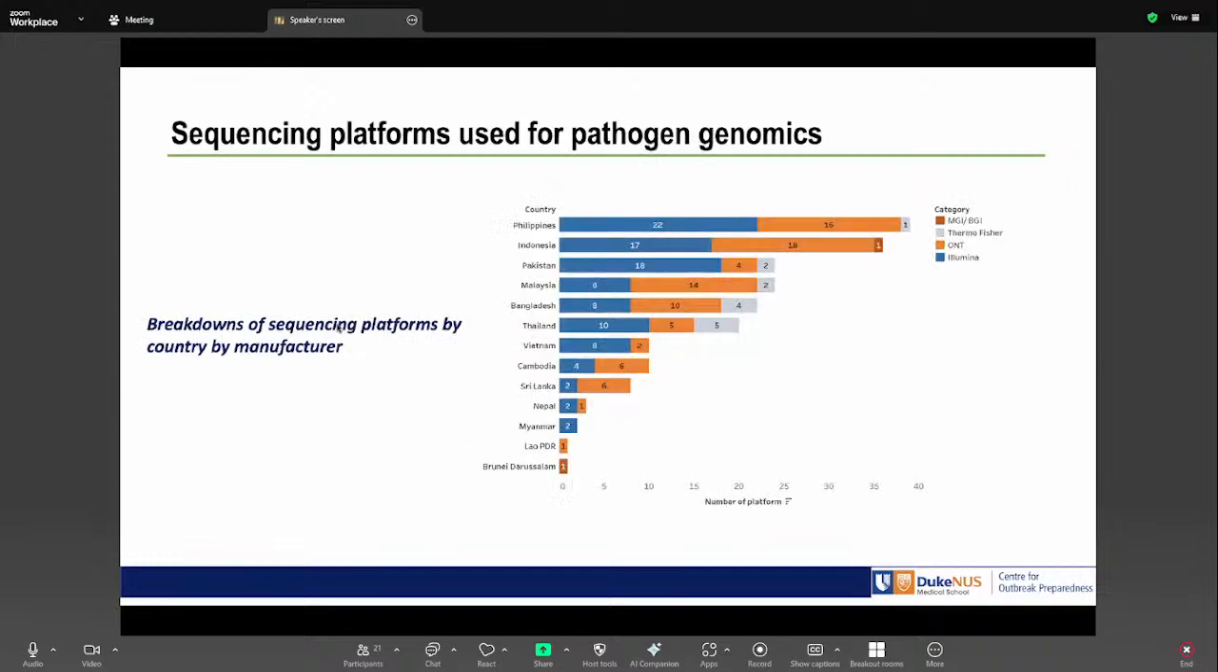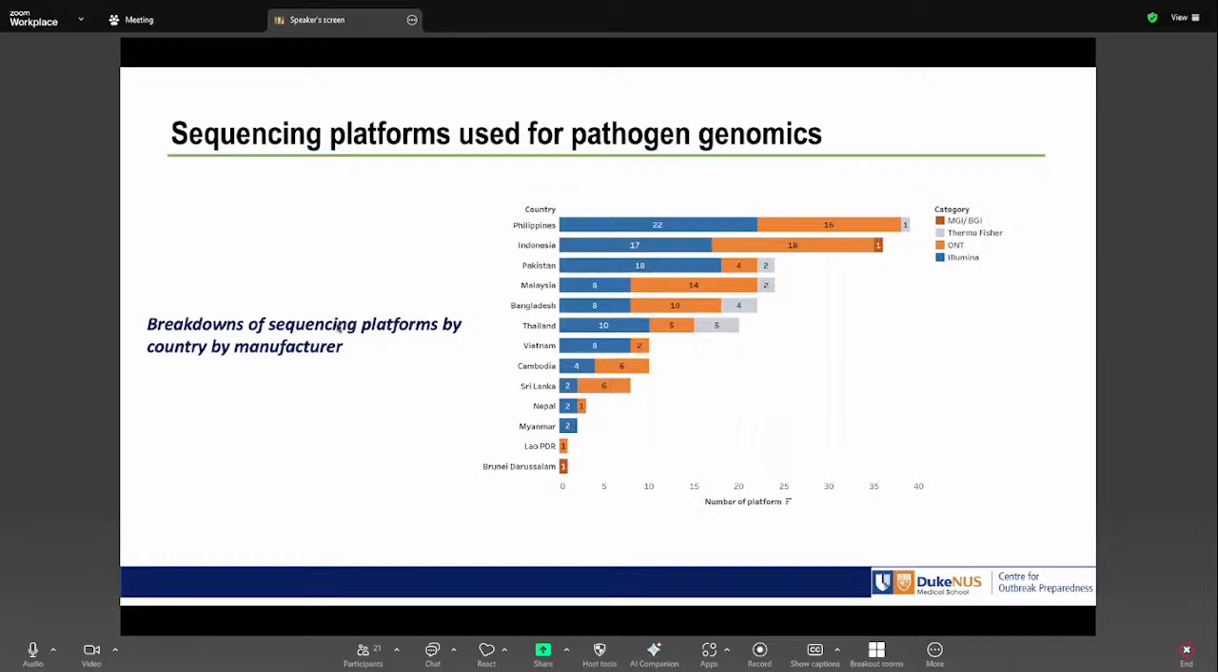We then broke it down by which countries at the time were using which technologies, and you can see Indonesia, in fact, was one of the few countries using MGI BGI at the time. So we realized Indonesia was willing to try out different technologies, which was interesting because we were keen to learn about MGI BGI at the time, and Indonesia had it.